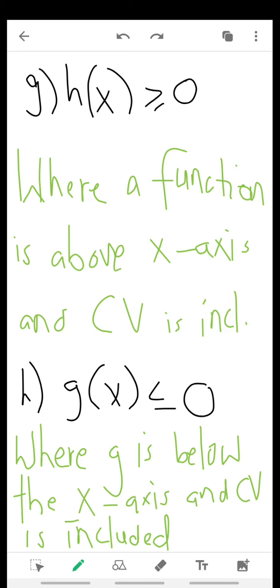And then I think g of x less than or equal to 0 will be the opposite of h. In this case, we are looking for where g will be a negative function. That means where will g be below the x-axis? Because if it's below the x-axis, all y values of g will be negative, and we'll check which x values fall within this condition. And don't forget, in this case, equal to means the critical values will also be included.